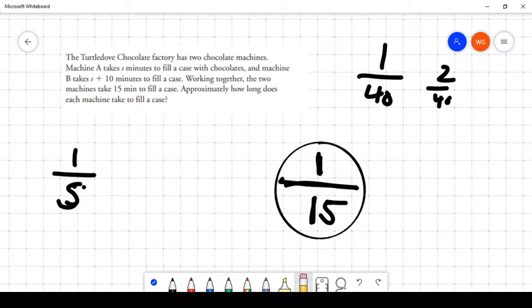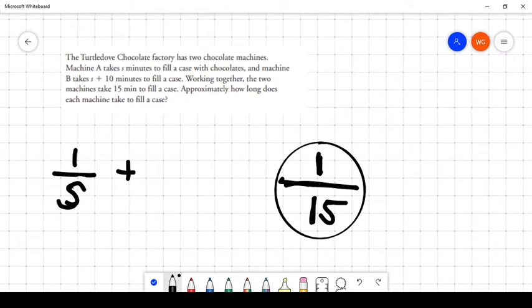Thing is, we don't know the total time at this point that it takes machine A to fill a case on its own. So all we can say is in a minute, it fills a fraction equivalent to 1 over S of a case. And machine B, we also don't know, but we do know that machine B is 1 over S plus 10 of a case. So 1 over S plus 10, that's the fraction that machine B fills of a case per minute, right? When you combine the two fractions of a case per minute that the two machines make, they add up to a total of 1/15th of a case per minute. Okay.